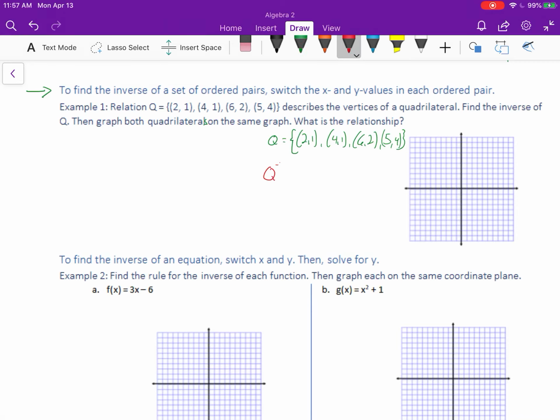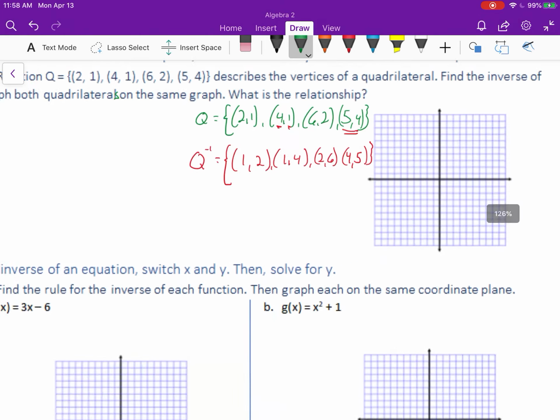Which means the inverse, which I'll put here in red, Q with a little -1. All we're going to do is switch all the x and y values, so we're still going to have four points. Switch 2 and 1, so we would have (1, 2). Switch 4 and 1, so (1, 4). Switch 6 and 2, so that would be (2, 6). And switching 5 and 4 would give us (4, 5). It asks us to graph both of those.